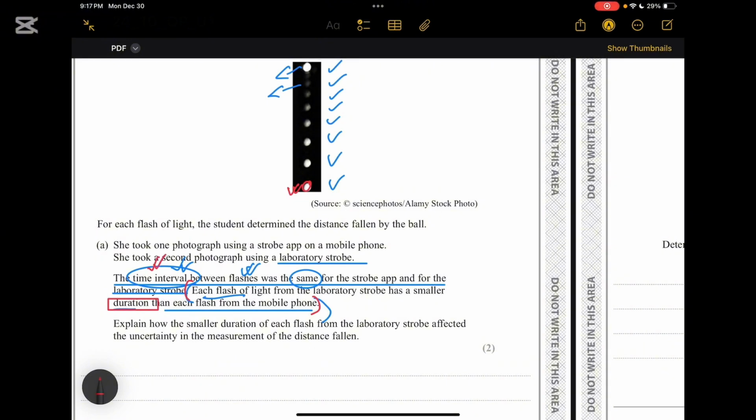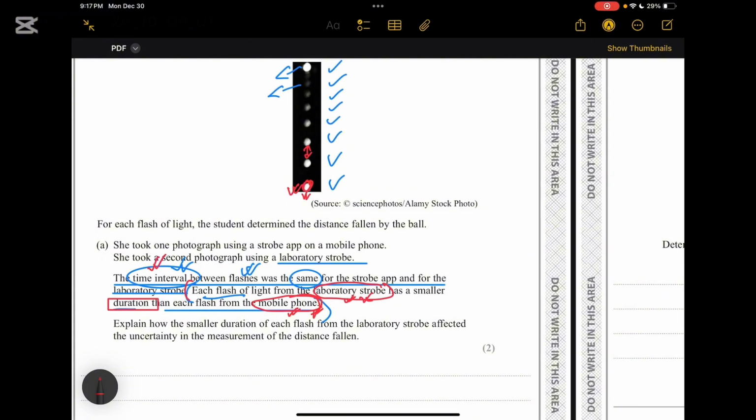The time interval is the same. The difference of time between these two consecutive flashes is the same. But for the mobile phone, the duration is higher than the duration for the laboratory strobe. They have written this: laboratory strobe has a smaller duration. That means it flashes for a longer period of time when it is captured using a mobile phone, and it flashes for a smaller amount of time compared to the mobile phone when it is captured using a laboratory strobe. So they have made those distinctions between them.